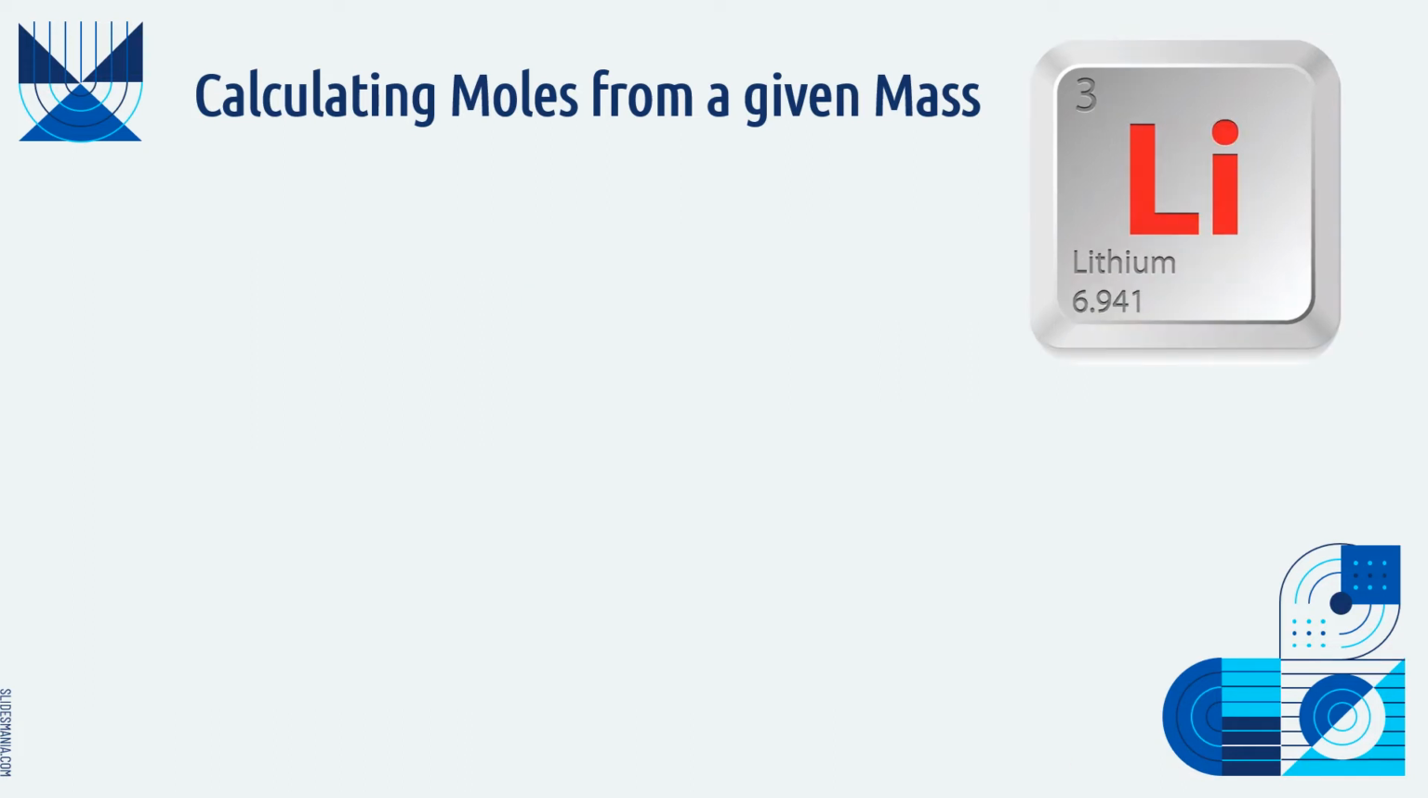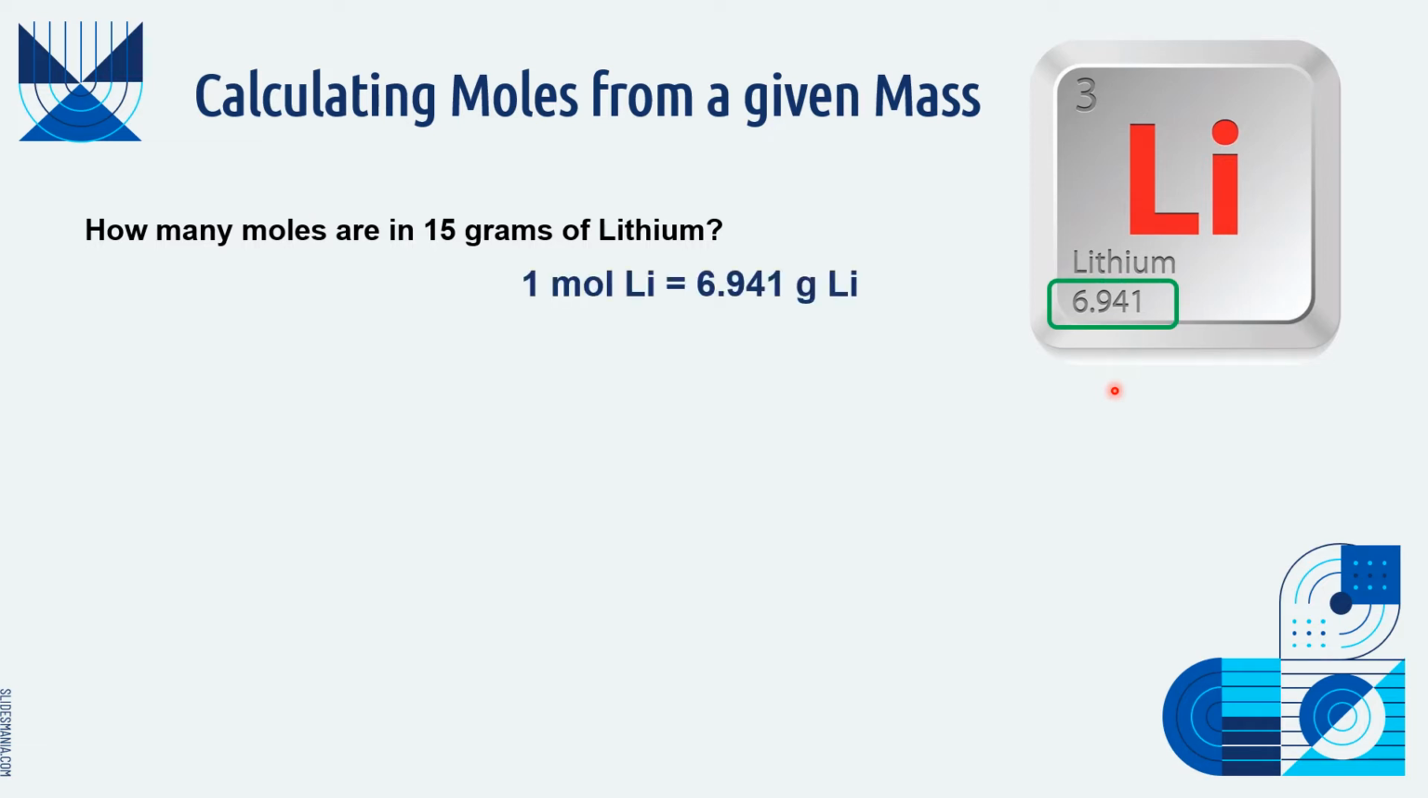Another example, lithium. How many moles are in 15 grams of lithium? So since the given is the mass, we're looking for the number of moles in the given mass. Always take a look at the atomic mass of the lithium. Okay? The atomic mass of the lithium is 6.941. So in every 1 mole of lithium, there is 6.941 gram of lithium.